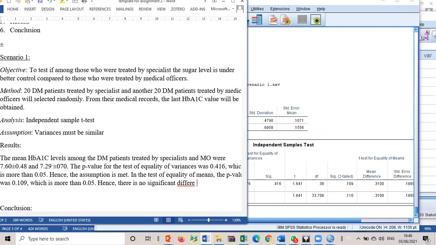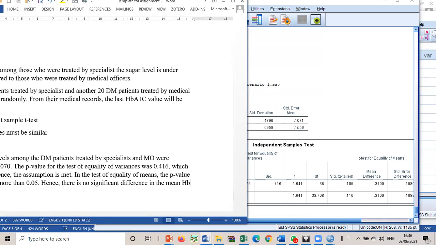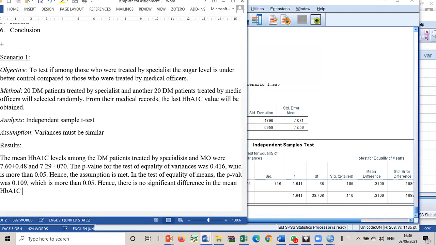And the mean HbA1c values between patients treated by specialists and those treated by MOs. Okay.